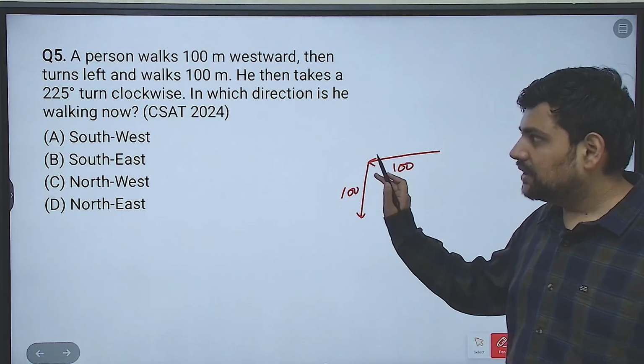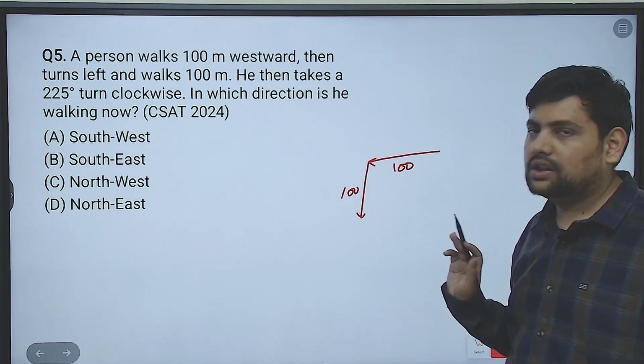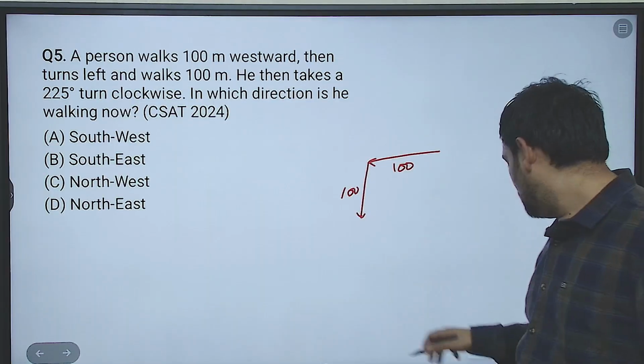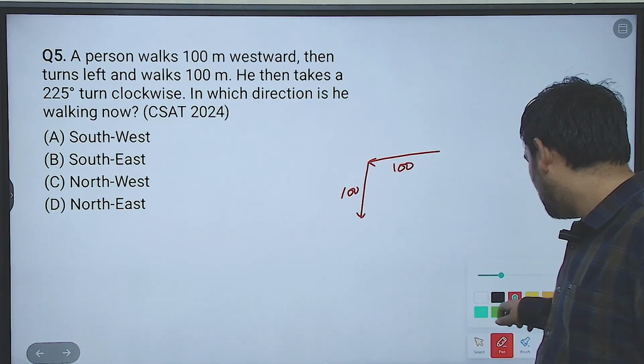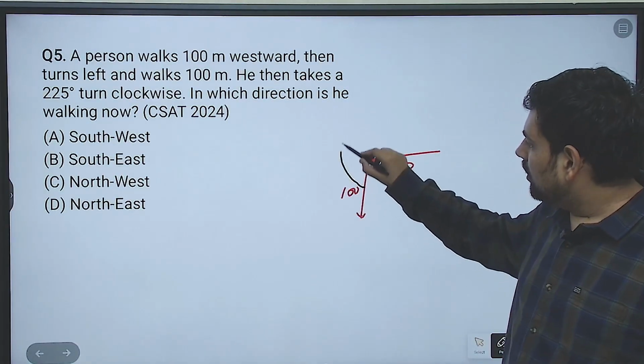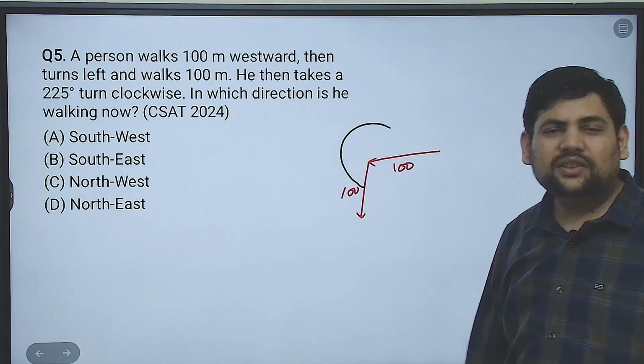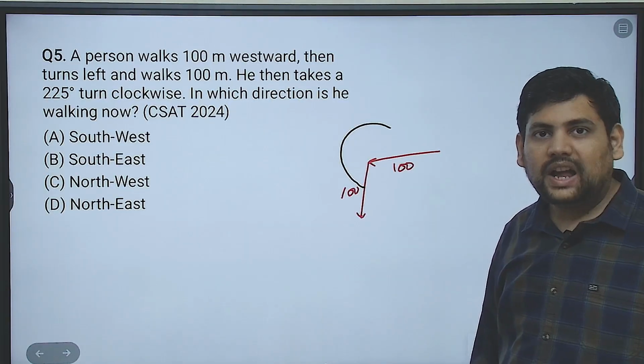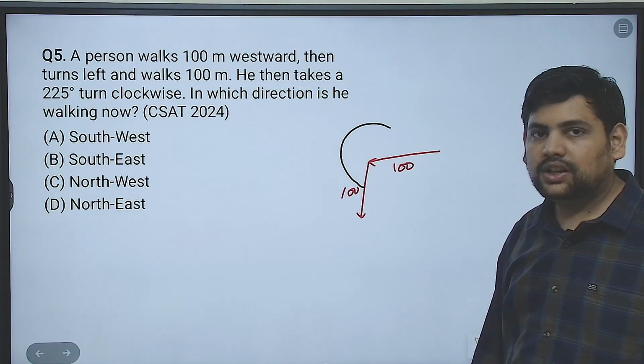So first 100 meters west direction, then 100 meters towards his left, that is done. Now 225 degrees in clockwise direction. So what does clockwise look like? Clockwise goes like this. How much do I have to go? I have to go 225 degrees.